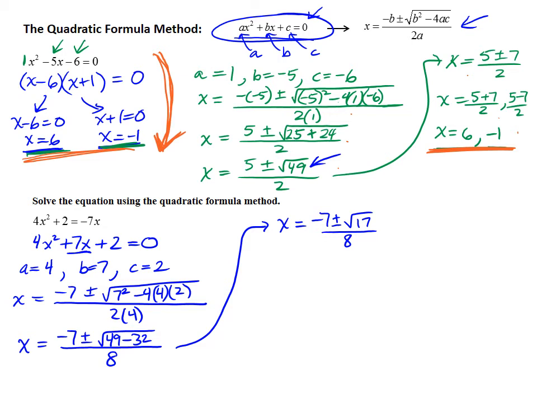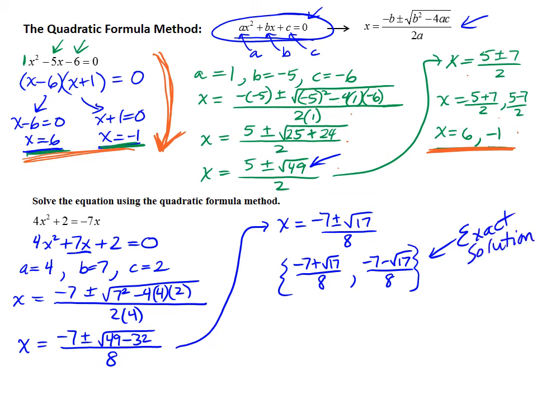So our answers, if we don't want to throw anything into the computer, would just be this fraction split up so you can see the plus and minus separately. So negative 7 plus the square root of 17 over 8 would be one solution, and negative 7 minus the square root of 17 over 8 would be the second solution. Because we haven't rounded, we would often call these the exact solutions.